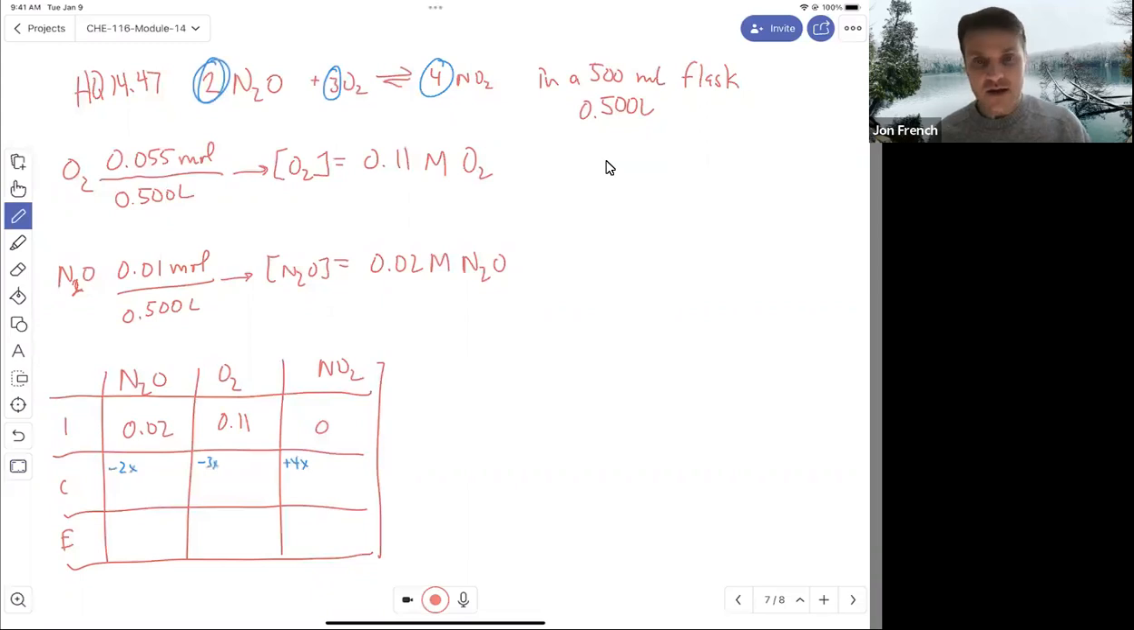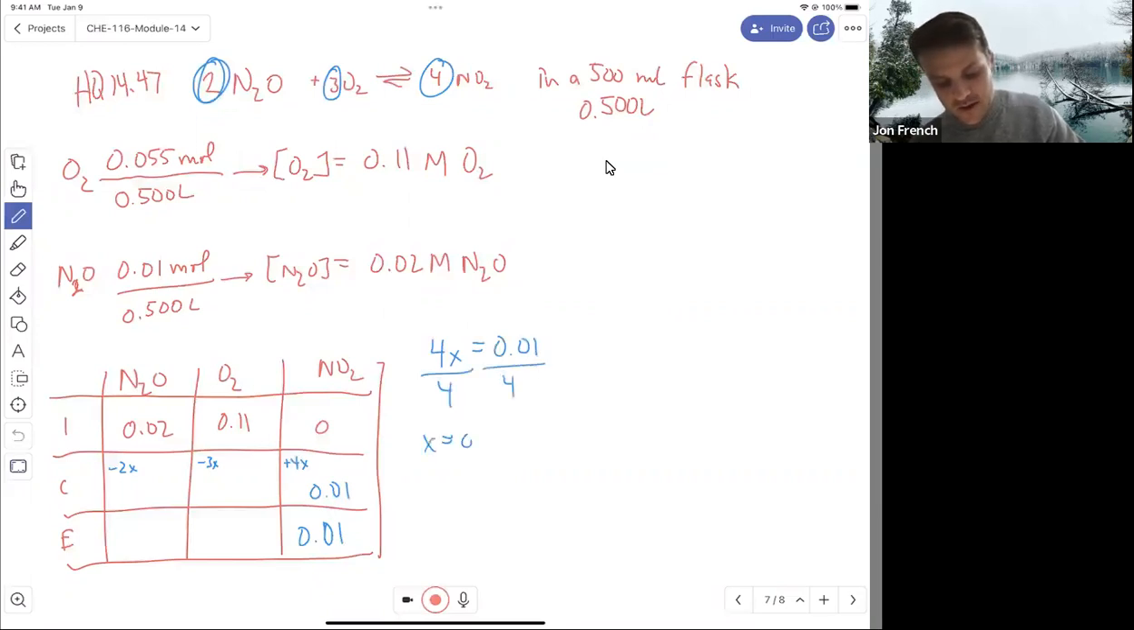Plus 4x, well, they tell us that the final concentration is 0.01 molar nitrogen dioxide. So that's how much I must have added in. I must have added in 0.01 molar nitrogen dioxide. So what is X? Well, that change, right? 4x is that 0.01 molar. Divide both sides by 4, and X is 0.0025. Right, would be our change in X.